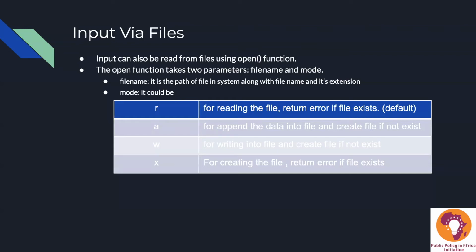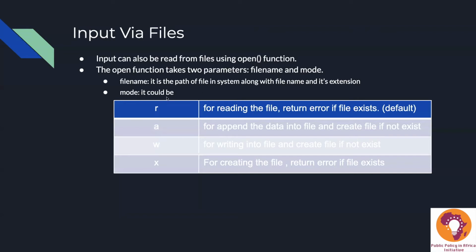And then the mode is basically the mode you want your open operation to occur in. So there are four options. There's R, A, W, and X. So for R, this is for reading a file, and it returns an error if the file, I think this should say doesn't exist, because R is just for reading a file. So if it doesn't exist, we'll get an error, and this is the default.